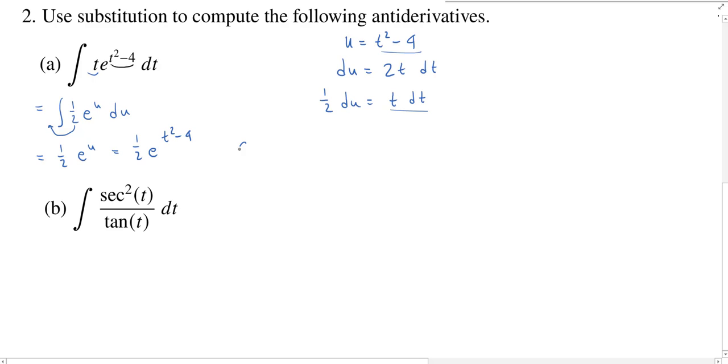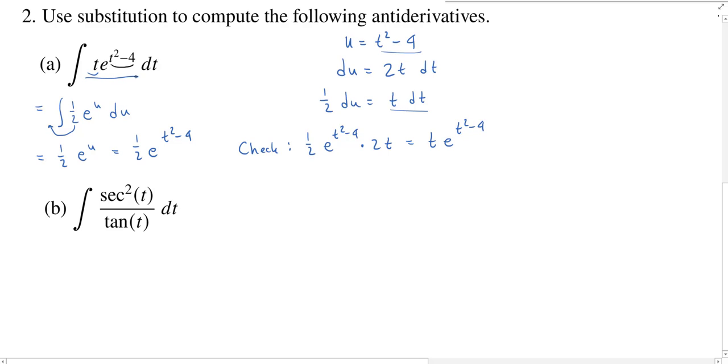Okay, if I want to check this, I take the derivative. I can keep the 1/2. When you differentiate an exponential, you just copy the exponential. But then, of course, we have to, by the chain rule, multiply by the derivative of t squared minus 4, which is 2t. And hey, the half and the 2 cancel, and I'm left with t e to the t squared minus 4, which is what we wanted.